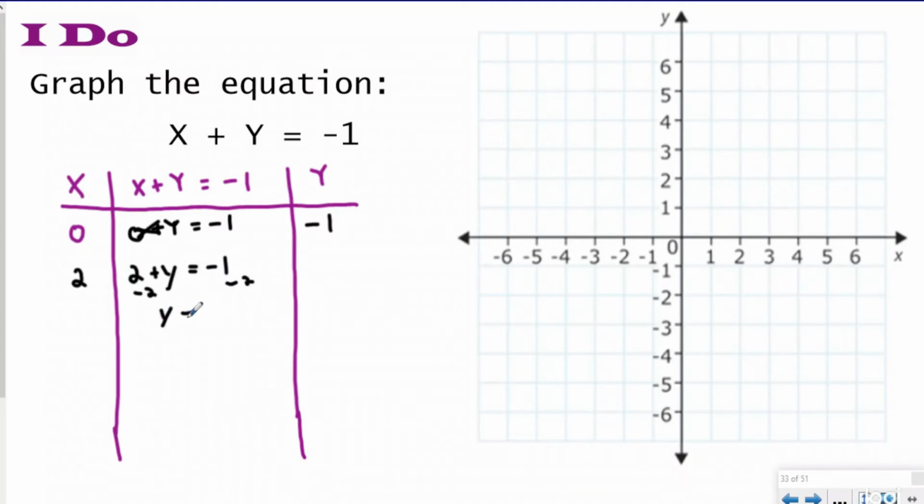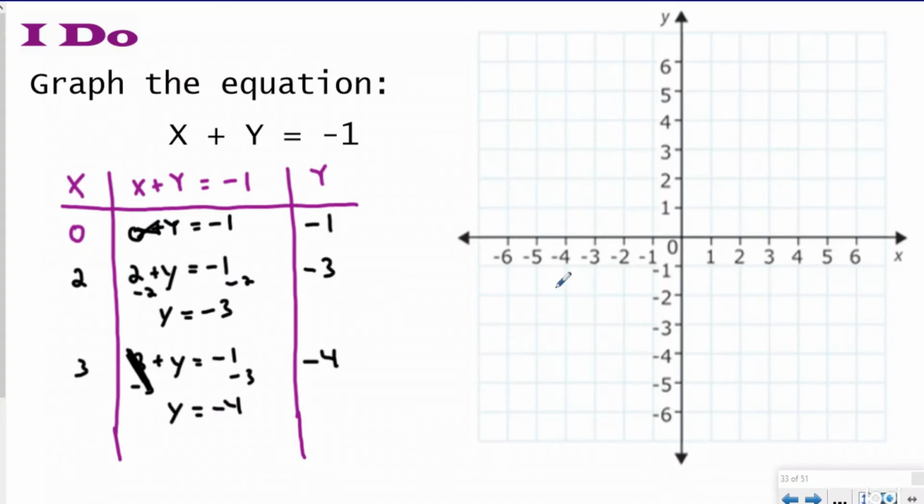So when x was 2, y equaled -3. -1 minus 2 is -3. So if x was 2, y was -3. We'll do 3 and then we'll graph and keep going. Now let's say x was 3. So 3 plus y equaled -1. Same thing, I gotta solve for y, so -3 minus 3. That's going to cancel out using my algebra skills, and y is going to equal -4. So when x was 3, y was -4.